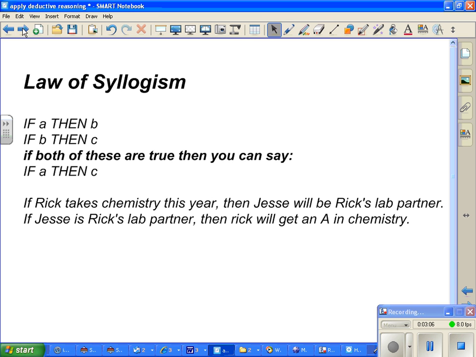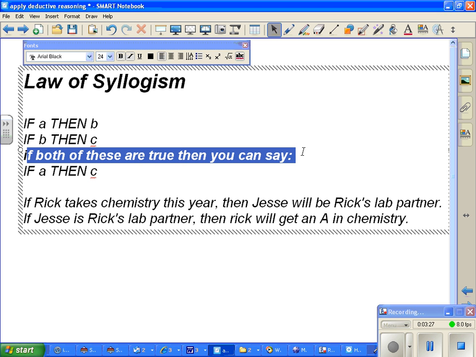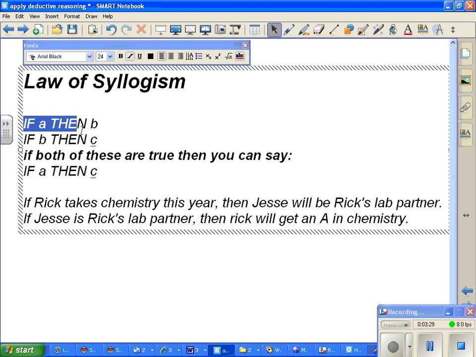Let's look at the law of syllogism. This one will come back over and over and over again as we get into the proofs and different properties we can use. Law of syllogism. If A happens, then B happens. If B happens, then C happens. And if both of these if-then statements up here are true, then you can say that if A happens, then C happens. So let's take a look at an example of this.